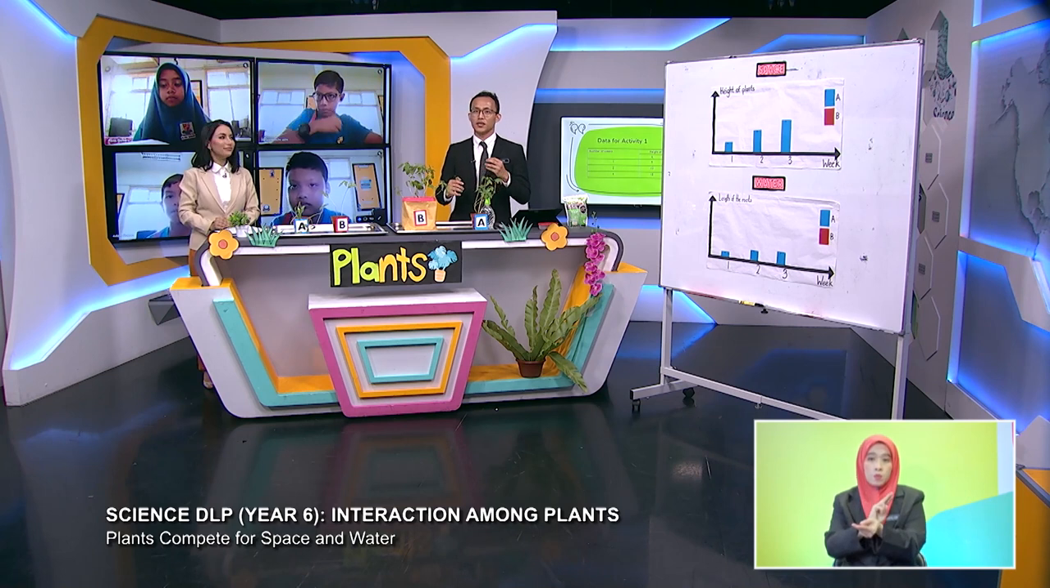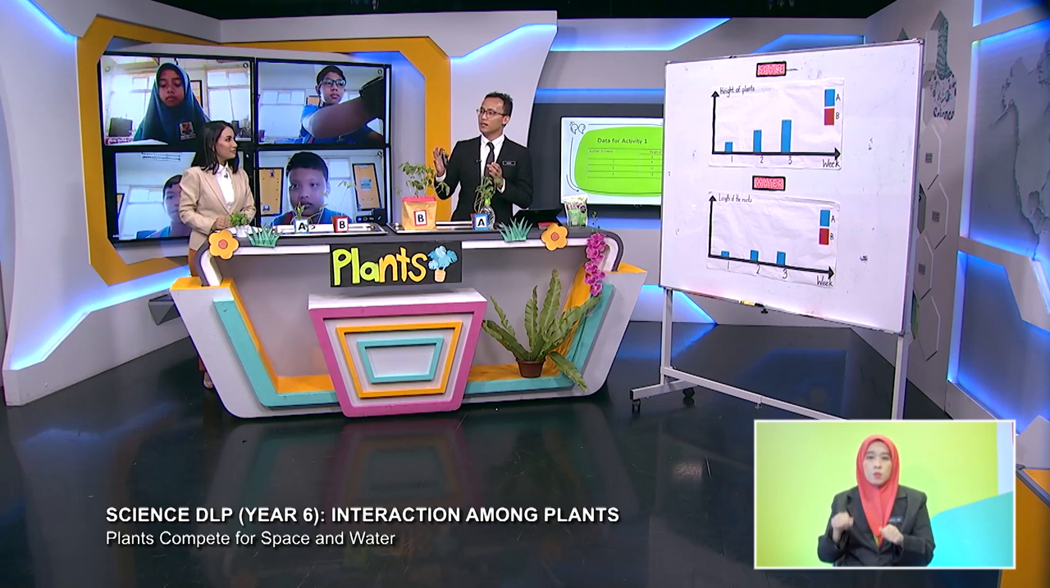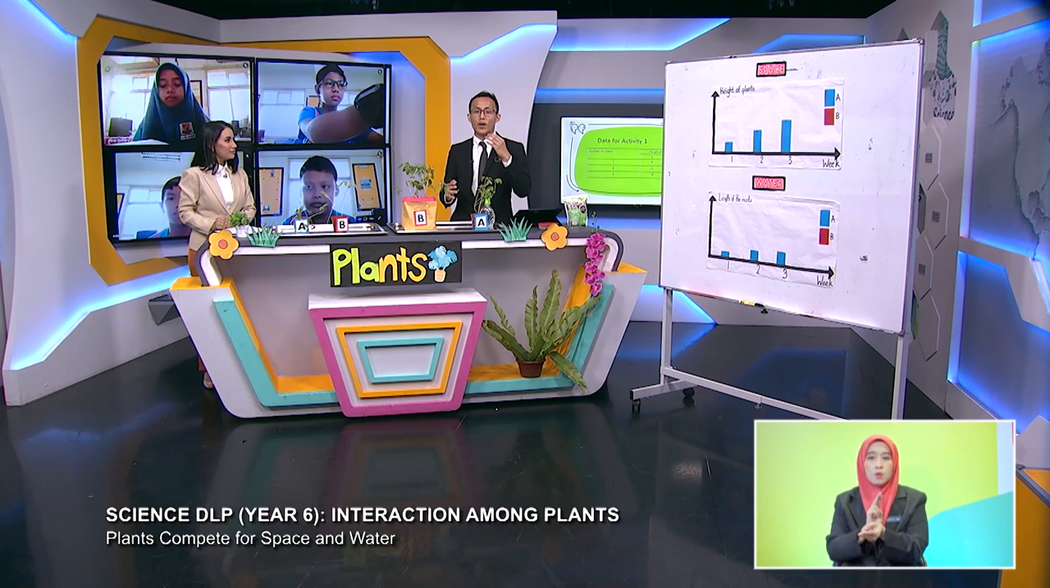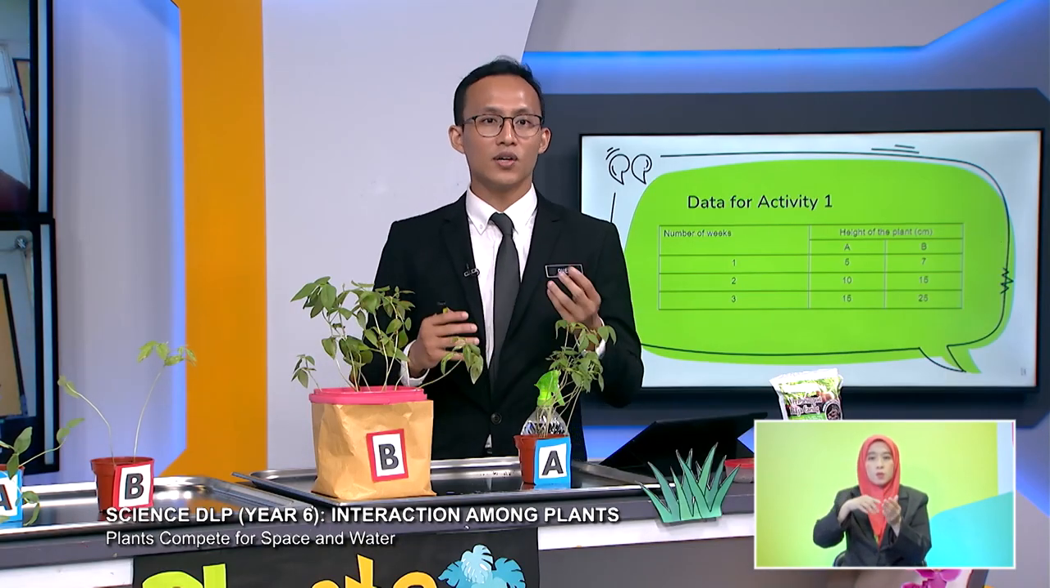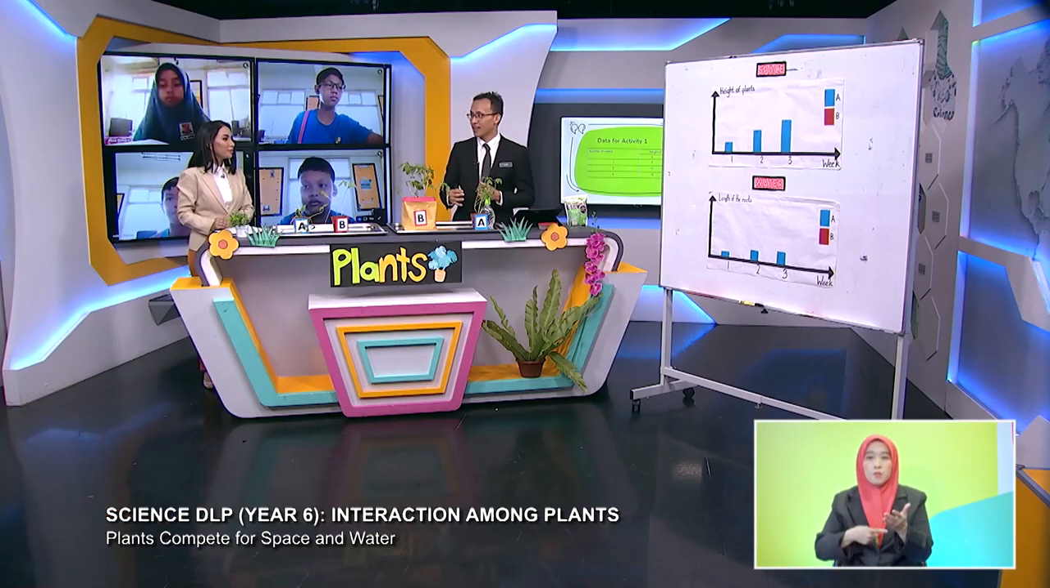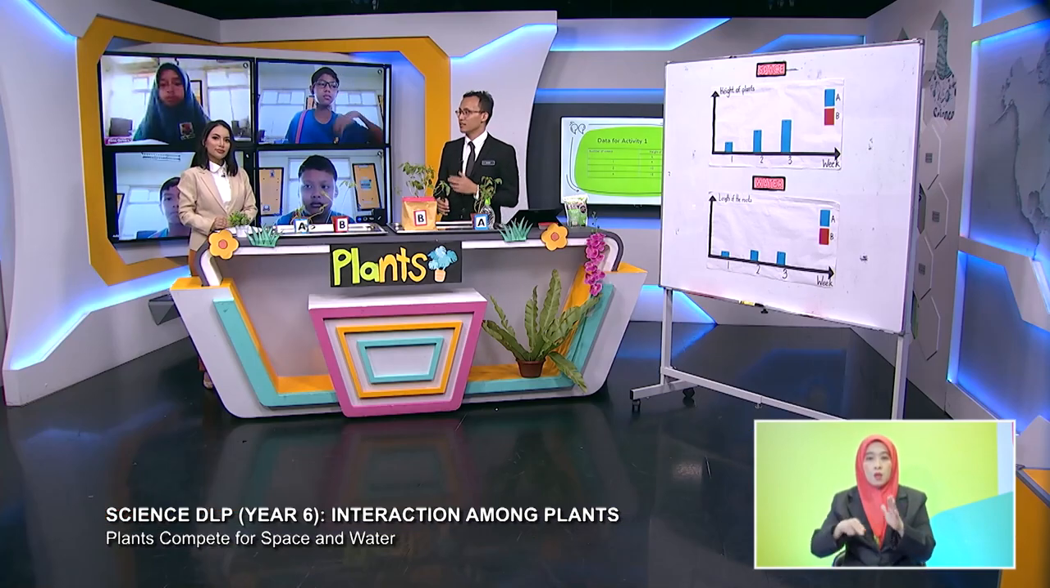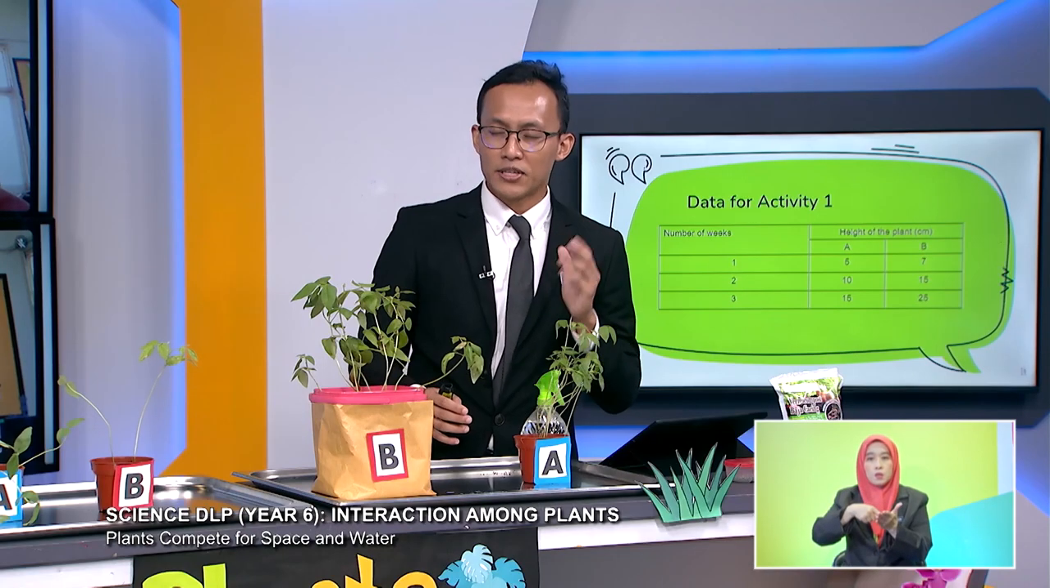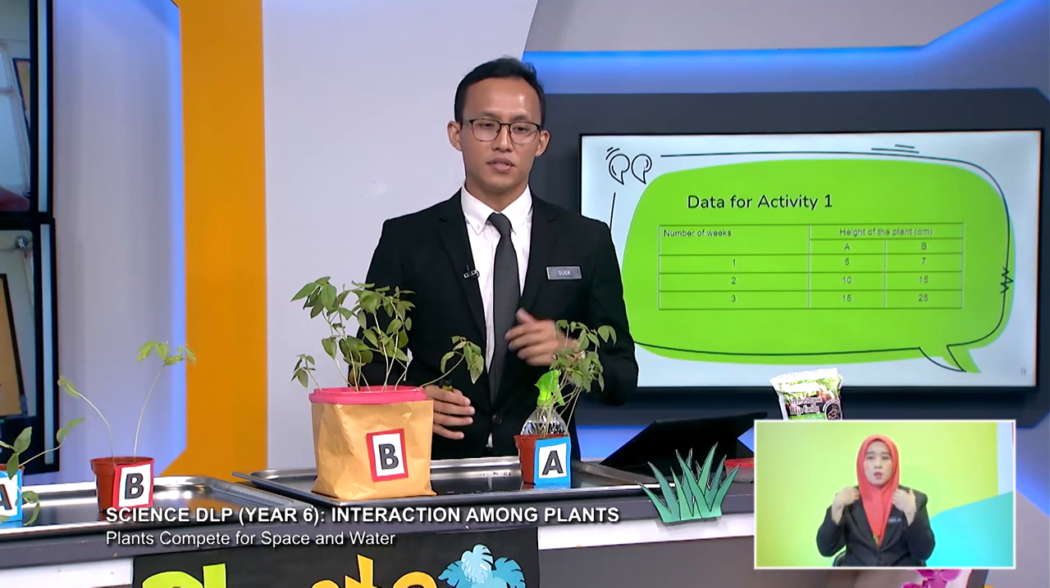We can change the number of weeks, which is when we want to observe it. We want to observe on the first week, or the second week, or the third week. It's our choice, so that is called the manipulated variable. It means the person who does the experiment has the choice to conduct the experiment as he sees fit. And then the height of the plant is the responding variable, which is the result.